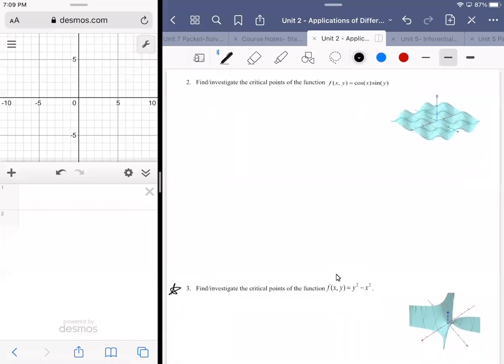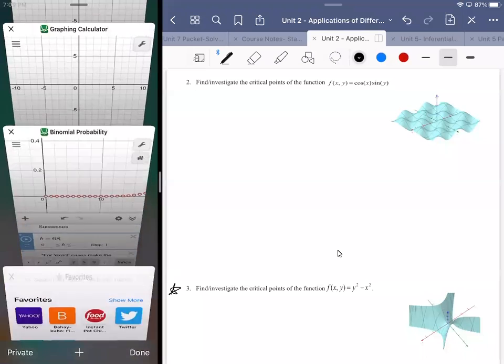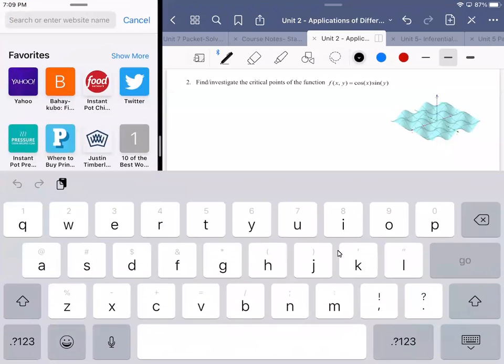Right. So you can see, just by looking at it, that we're going to have a fair amount of critical values. And if anybody's looking for typos, you can see that the font is a little weird, so take advantage of all that stuff. Right. So, find, investigate the critical points of the function f of x y equals cosine x cosine y, cosine x sine y. It's a very innocuous looking function.